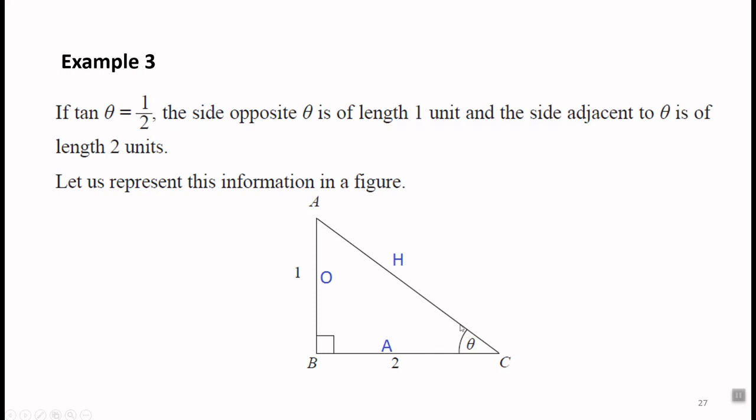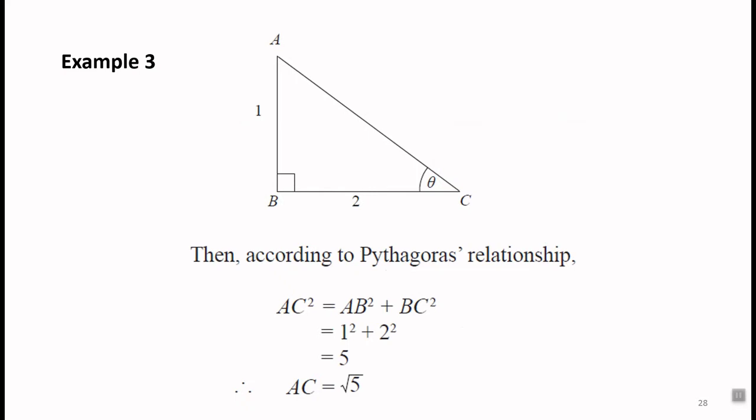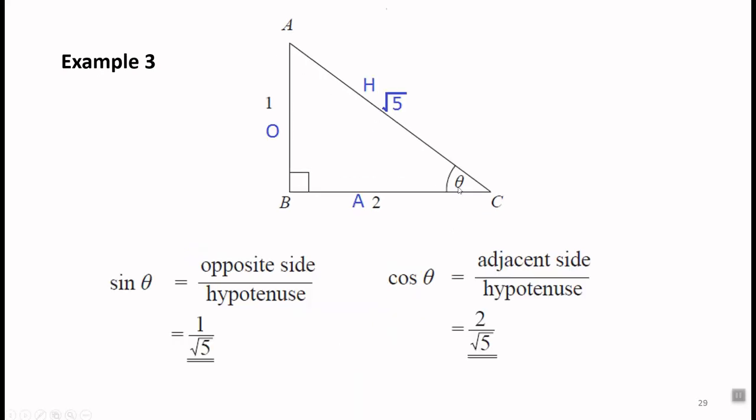Then use Pythagoras theorem to find the hypotenuse. According to the Pythagoras theorem, AC squared equals AB squared plus BC squared, 1 squared plus 2 squared. AC is root 5 units. Then with respect to theta, you have to mark what is opposite, directly opposite to theta, the opposite side. Attached to theta, the adjacent side. Always opposite to 90 degrees, the hypotenuse.